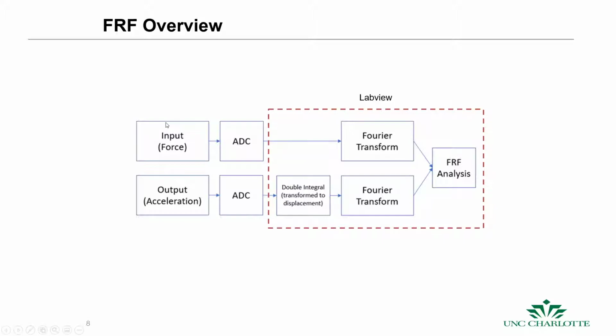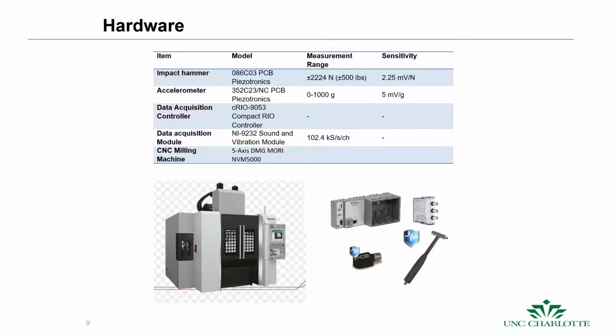The way we do that is we just take an input force sensor from an impact hammer, and we take an accelerometer. We measure those signals with an analog to digital converter, double integrate the acceleration to get displacement, take the Fourier transform, and then do the FRF analysis to get the output over input relationship. This is the hardware that we use.